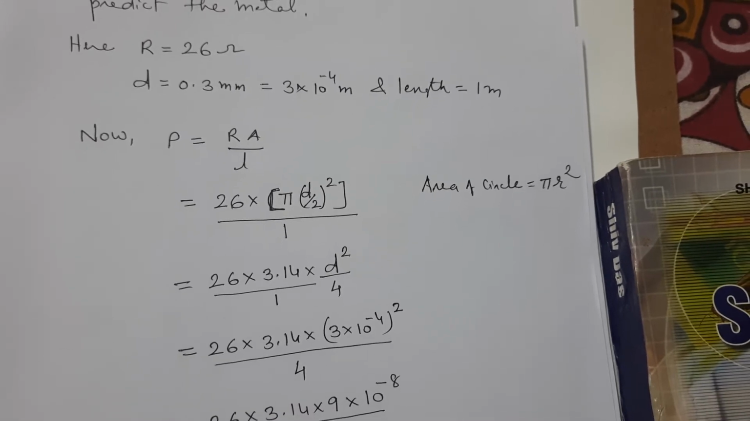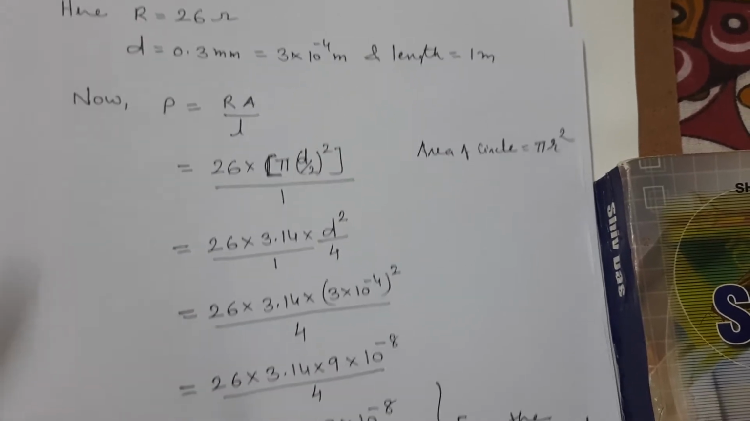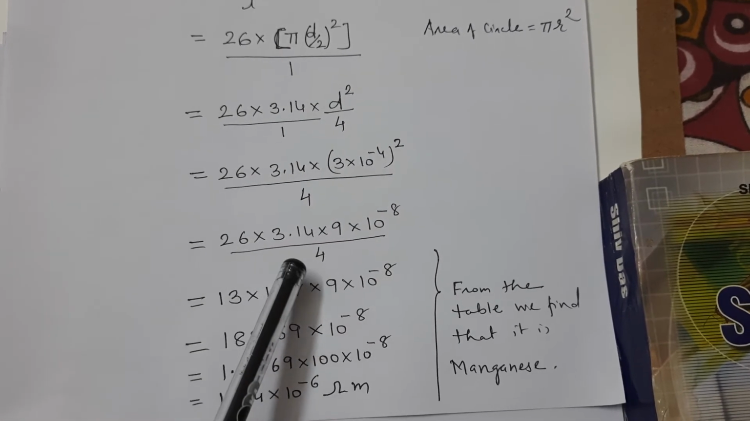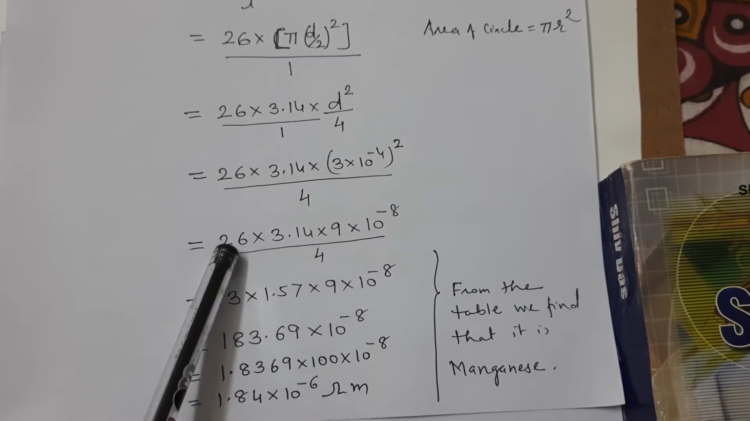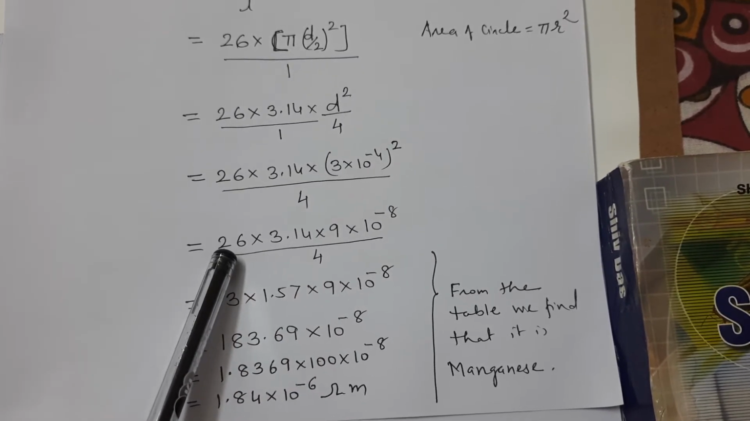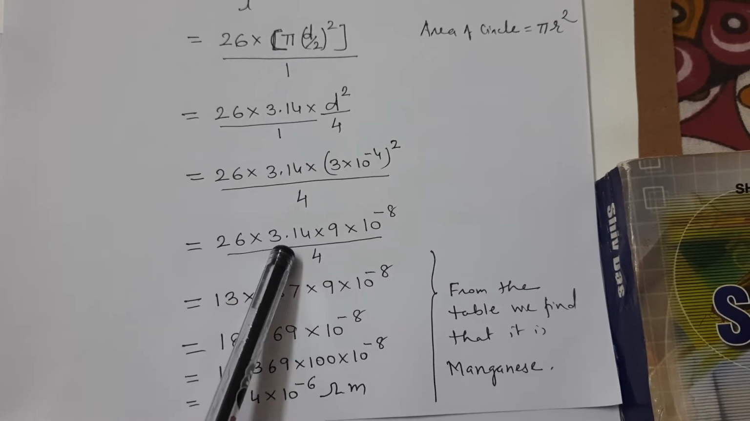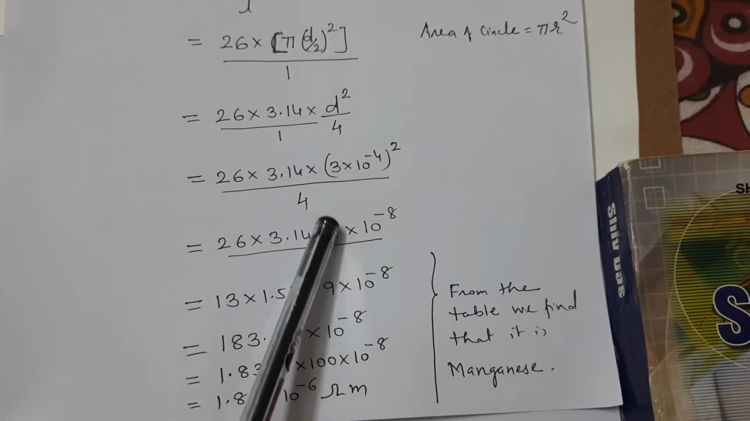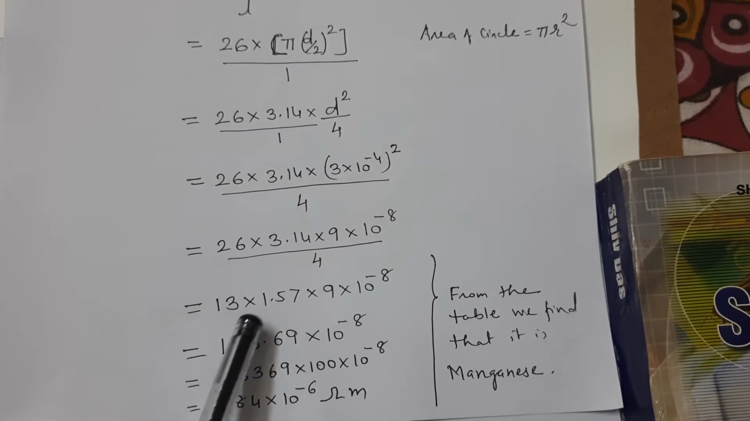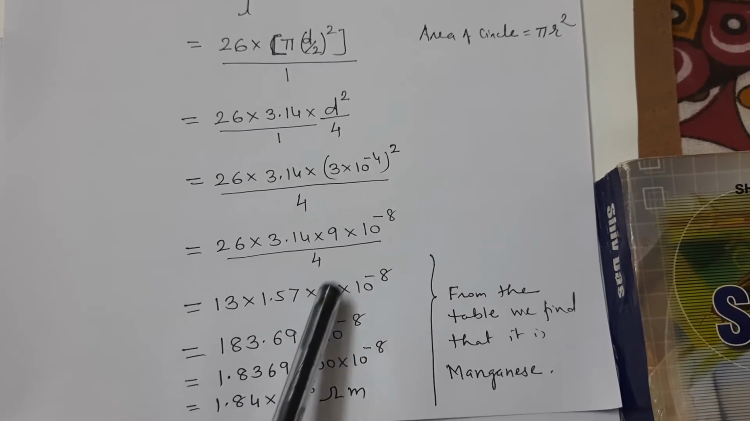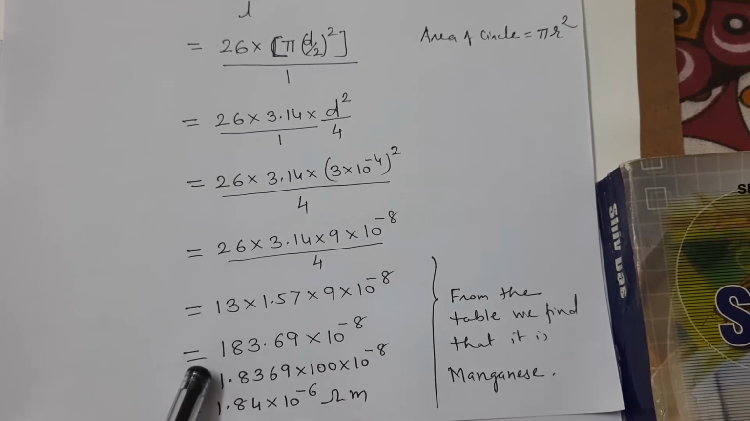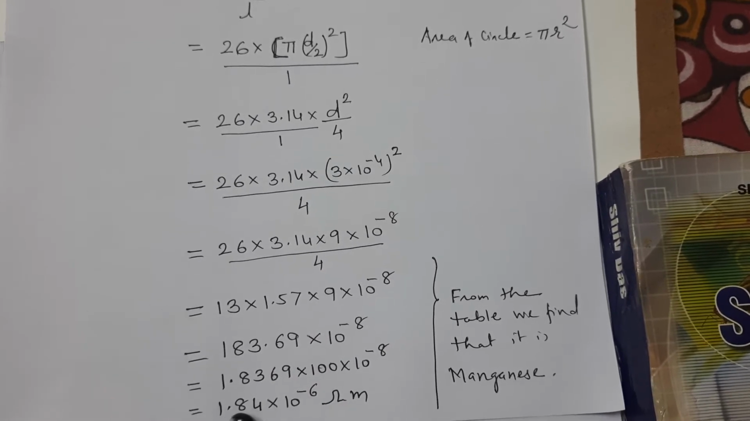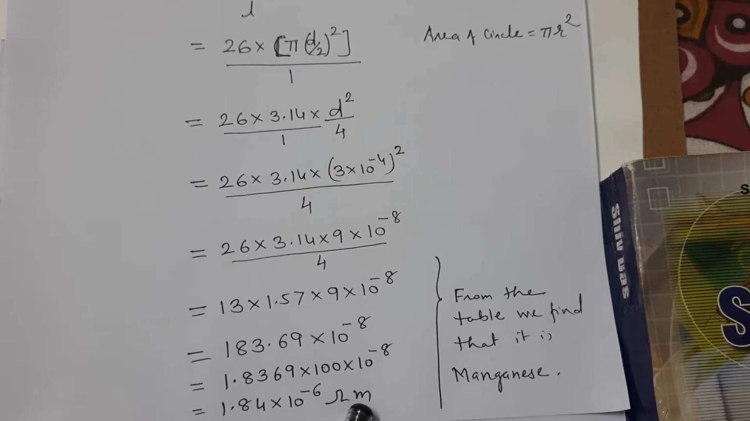On simplification we get 13 into 1.57 into 9 into 10 raised to minus 8. Here I have divided 26 by 2 to get 13, and 3.14 divided by 2 gives 1.57. So ultimately when it is calculated, we get finally 1.84 into 10 raised to minus 6 ohm meter.